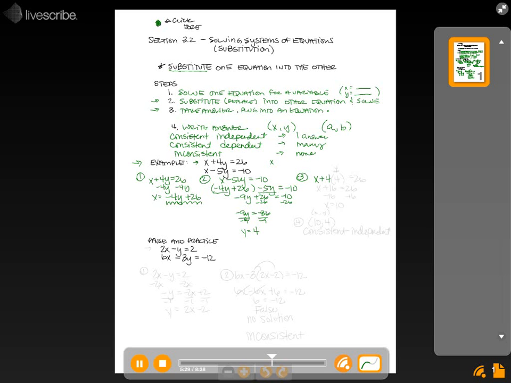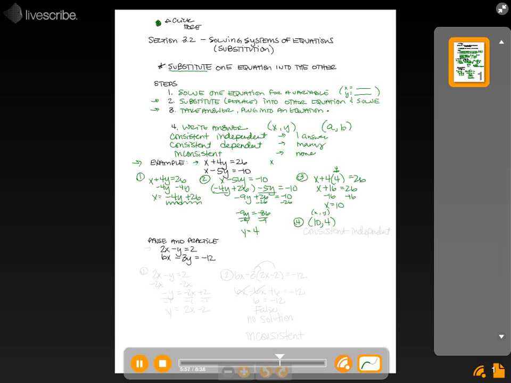So x plus 4, now it's times 4 because that's where our y was, equals 26. It's really x plus 16 equals 26. Subtract 16 from both sides, so x is 10. Now step 4 is to write our answer. Well, x comes first in the alphabet, so it's going to be 10, comma 4. That's our ordered pair, x, comma y.